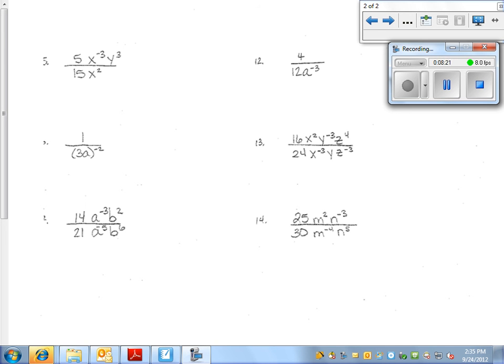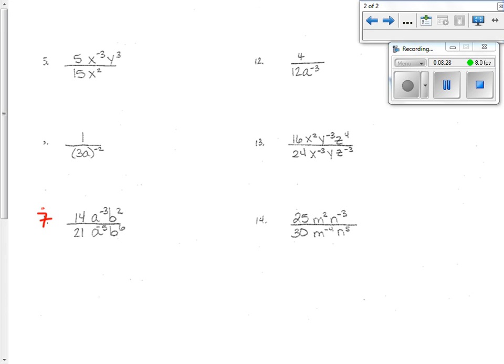So let's take, let's say, a quick look here. This is going to be number 7, I believe, down here in the bottom left corner. The first thing when I look at these problems is I see that negative exponent. So I want to get rid of those negative exponents. This needs to go down to the bottom, and this needs to come up to the top. So I have 14, a to the 5th, b to the 2nd, over 21, a to the 3rd, b to the 6th. So the first thing that I want to do is get rid of the negative exponents, and I want to do this whole problem in steps.